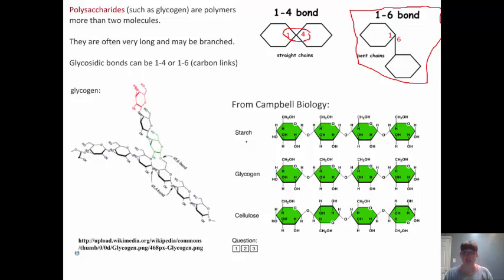Both forms of the starches that we just talked about, the amylose and the amylopectin, are hydrophilic, but they're too large to be soluble in water.